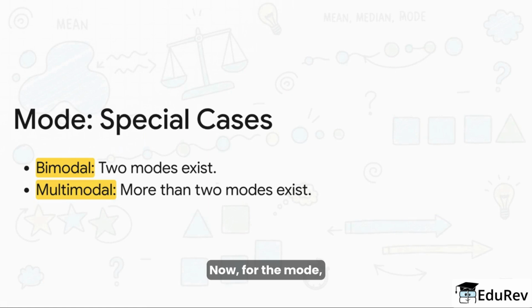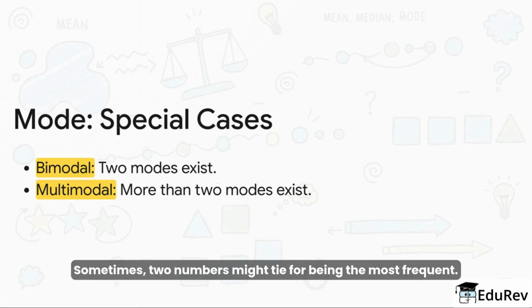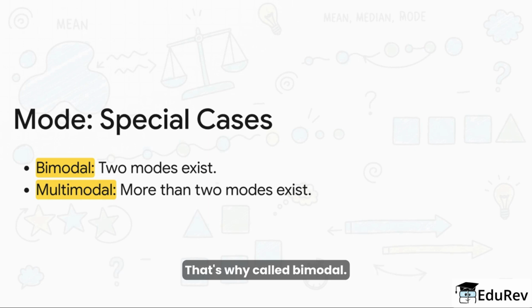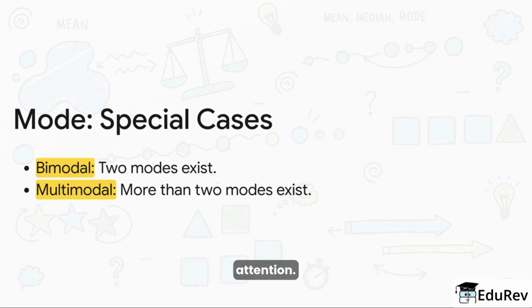Now, for the mode, you gotta be aware of a couple of special cases. Sometimes two numbers might tie for being the most frequent. That's called bimodal. And if more than two numbers are tied, it's multimodal. The UCAT might just throw this in to see if you're really paying attention.